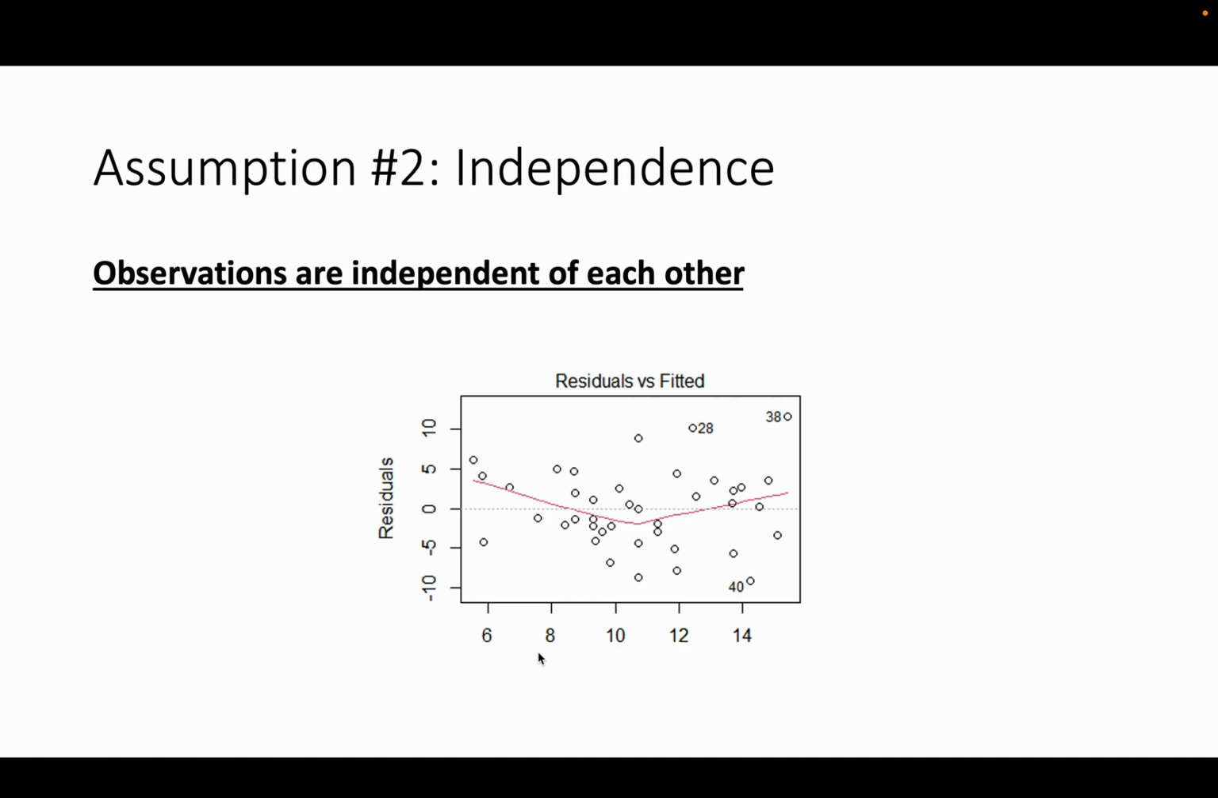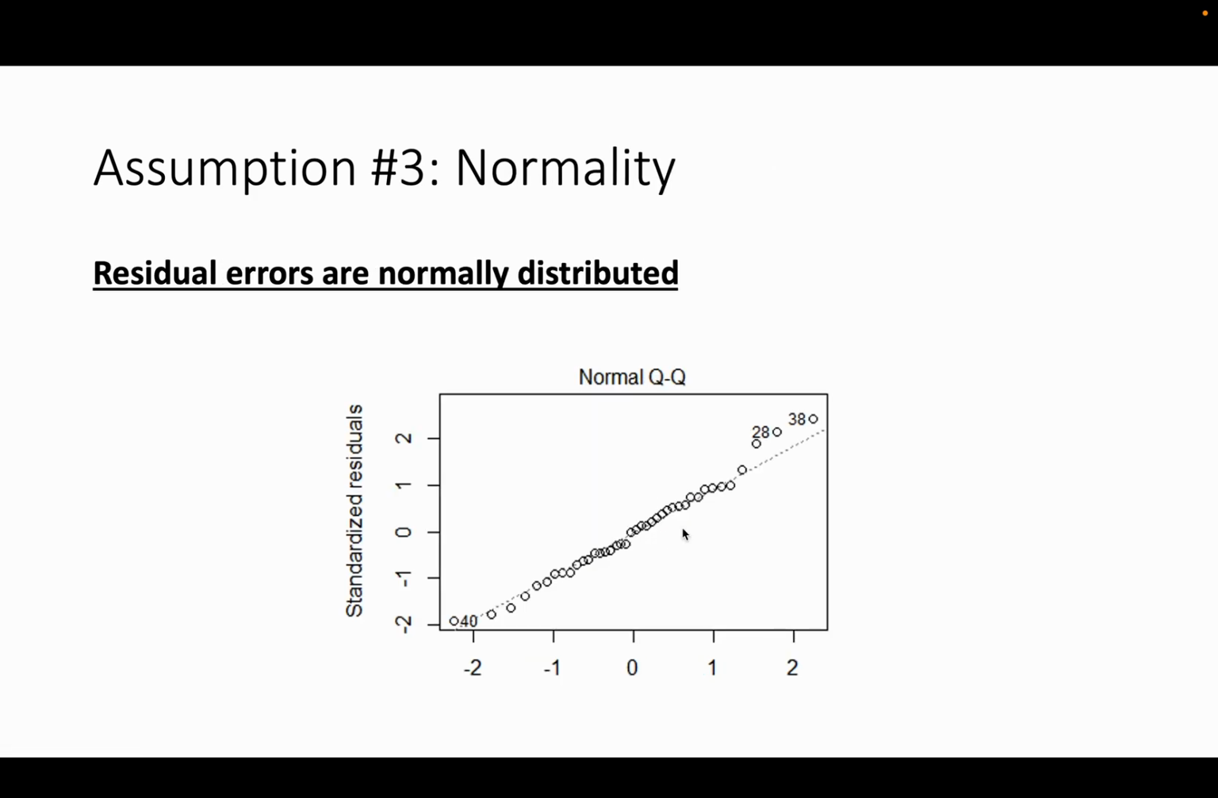We should not be seeing that a previous observation is going to be influenced by the next, nor is it going to be influenced by another one. And we can test this by looking at residual plots of the residuals versus the fitted model itself. We should see that the residuals in nature should be relatively independent of each other. They shouldn't be all lining up one over another.